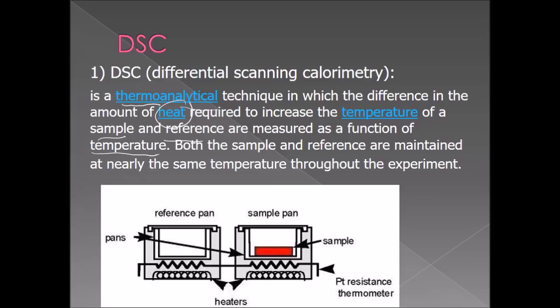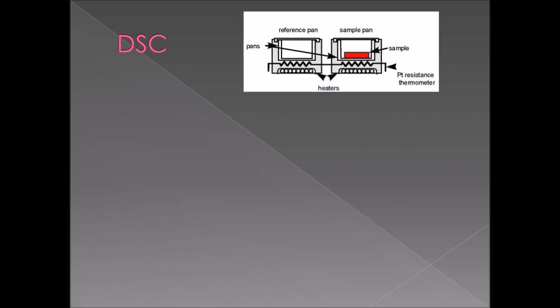Both the sample and reference are maintained at nearly the same temperature throughout the whole experiment in order to identify the changes. So let me tell you why you have a sharp peak in the DSC thermogram if a solid melts. As you know, if a solid melts, do you think they are amorphous or crystal?